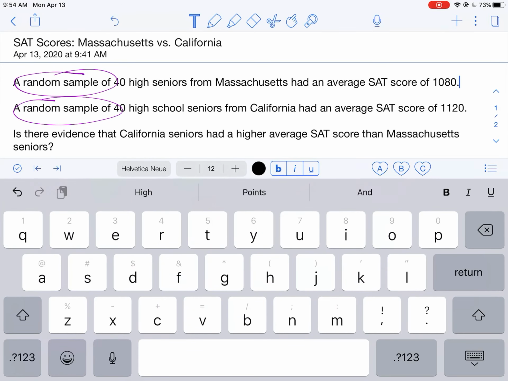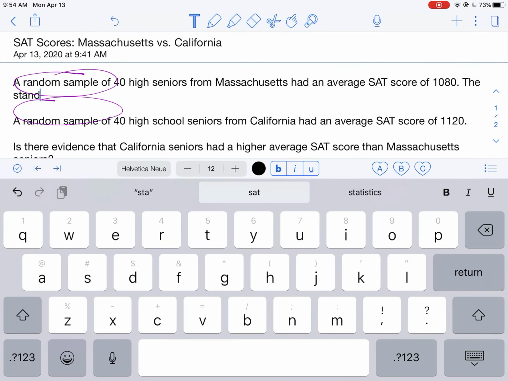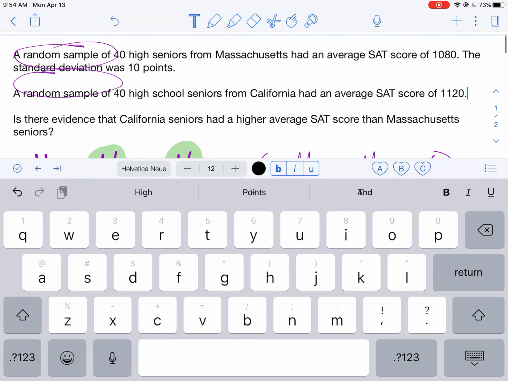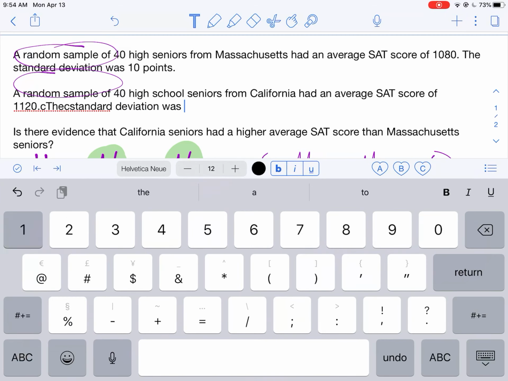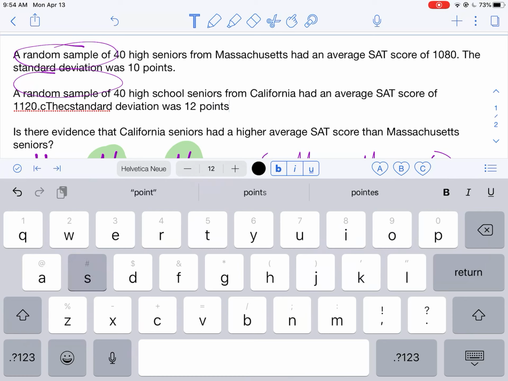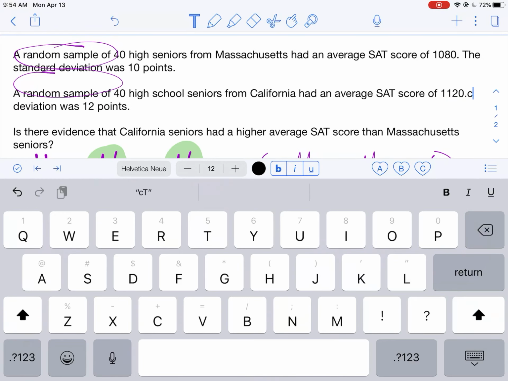All right, I need a standard deviation. You typically need a standard deviation. One wasn't provided, so I'm going to provide one. The standard deviation was, we'll say, 10 points for Massachusetts. For California, we'll say the standard deviation was 12 points. Let me just fix some of that typing here.